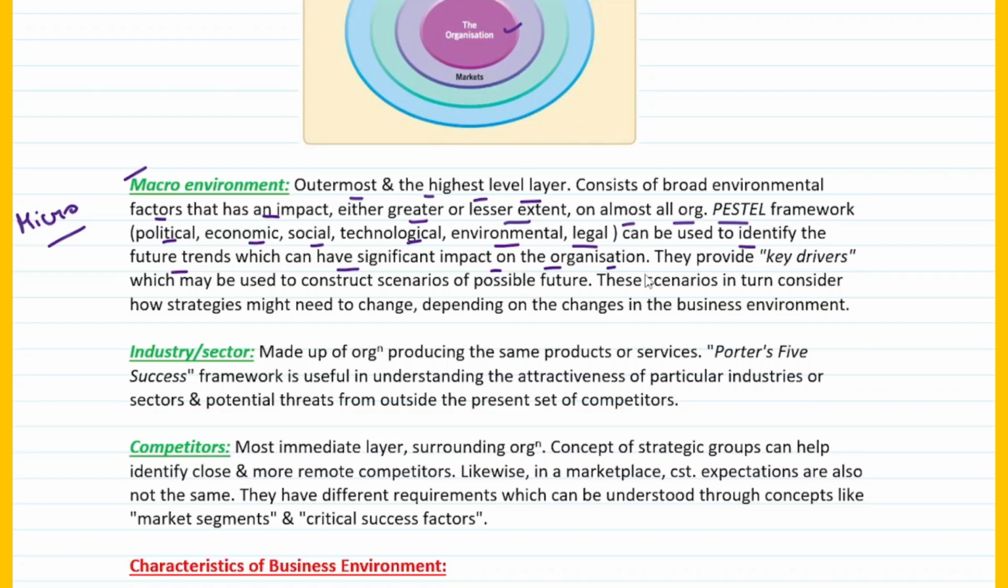Now what they do is they provide key drivers which may be used to construct scenarios of possible future. So they give you a guideline to understand what are the various scenarios that can exist in the possible future. These scenarios in turn consider how strategies might need to change. So if you analyze the scenarios that will be coming up, you can frame your strategies accordingly, depending on the changes in the business environment. So that's the basic idea of having a PESTEL framework. PESTEL is the acronym for political, economic, social, technological, environmental and legal. This is something which we will be discussing in 9.2 in detail.